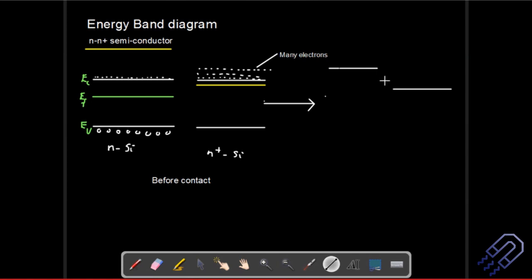That is important. Okay. So I will try to make it as accurate as possible. Let me just complete the drawing first. Once you make the contact, the Fermi levels come very near to each other.